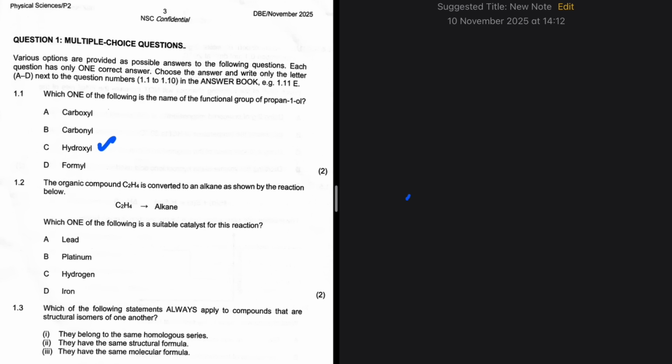1.2, the organic compound C2H4 is converted to an alkane as shown in the reaction below. So it is an alkene to an alkane. So we know that that is hydrogenation. Which one of the following is a suitable catalyst for this reaction? Again, sticking to the basics. The answer to 1.2 is B, platinum.